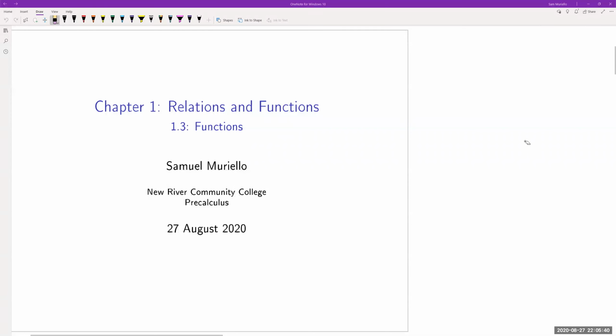So what we would like to look at here is Chapter 1, Relations and Functions, Section 1.3, Functions. We talked a lot last time about relations. A relation is simply a set of points in the plane.